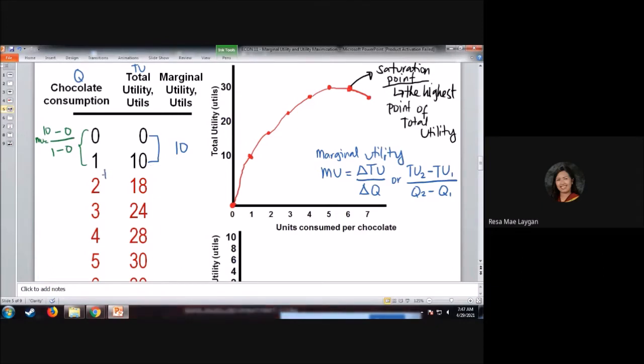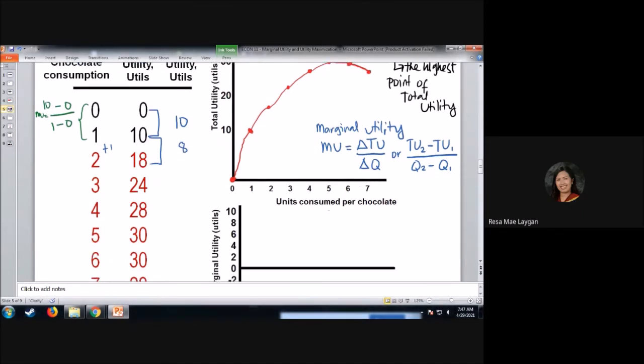Additional 1 unit. So you have here 2. So ilan yung nadagdagan? So 18 minus 10, we have 8, right? So divided by 1, so you have here 8. Okay? So dito, how much is the marginal utility here? Between 24 and 18, there is additional 1 unit here, right? So ilan yung nadagdagan? So 24 minus 18. So you have here 6, right? That is your marginal utility.